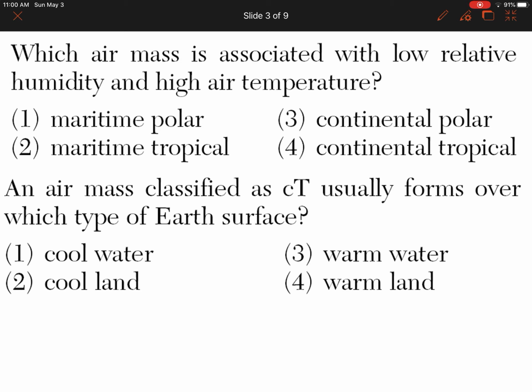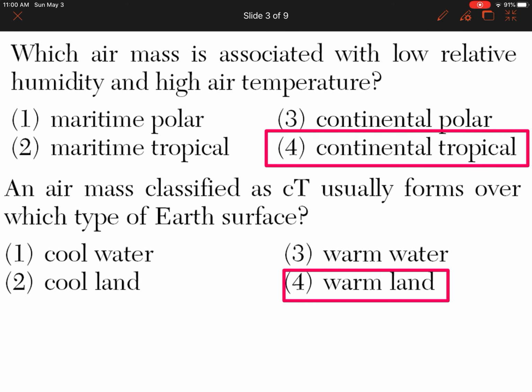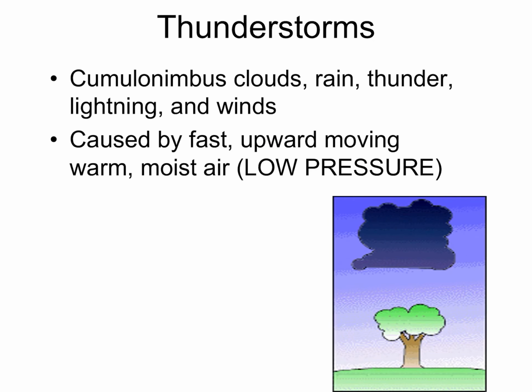This one, which air mass is associated with a low relative humidity? So dry and high temperature. Dry and hot. Dry means continental over land, hot, tropical. An air mass classified as continental tropical usually forms over which type of Earth's surface? Continental means dry land, tropical, warm, right? So warm land.